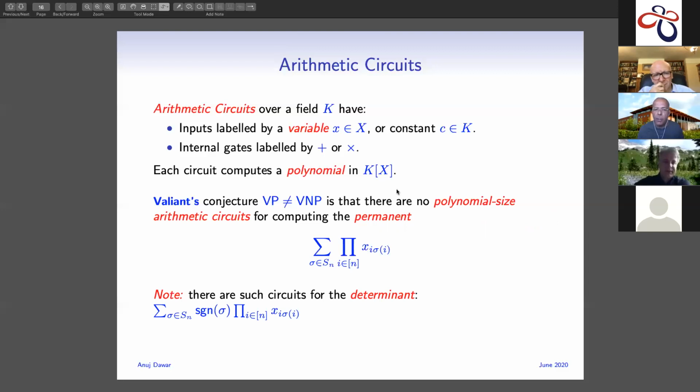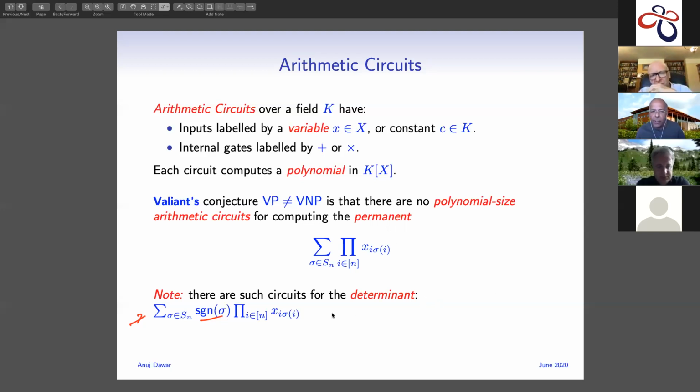If it looks a bit strange, of course, it is a slight variation of a much more familiar polynomial, the determinant. The determinant can be described exactly as a similar expression, except that each of the products is multiplied by the sign of the permutation, +1 if it's even, -1 if it's odd. Okay.